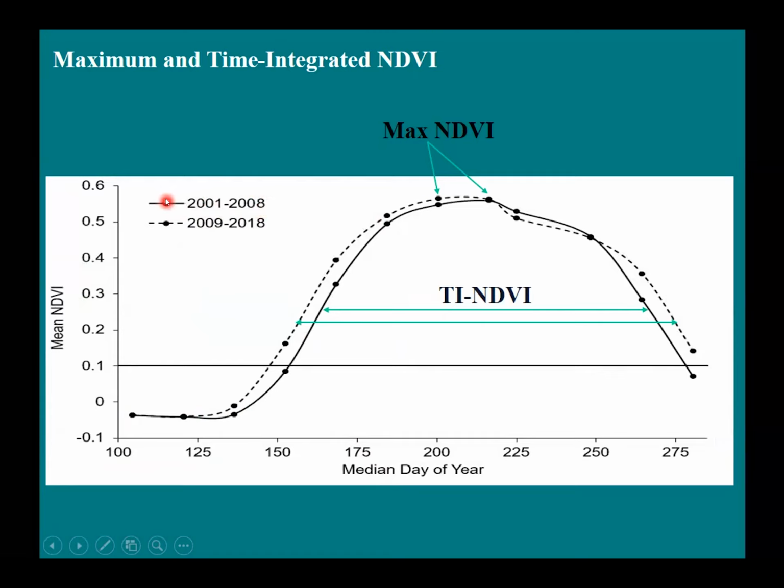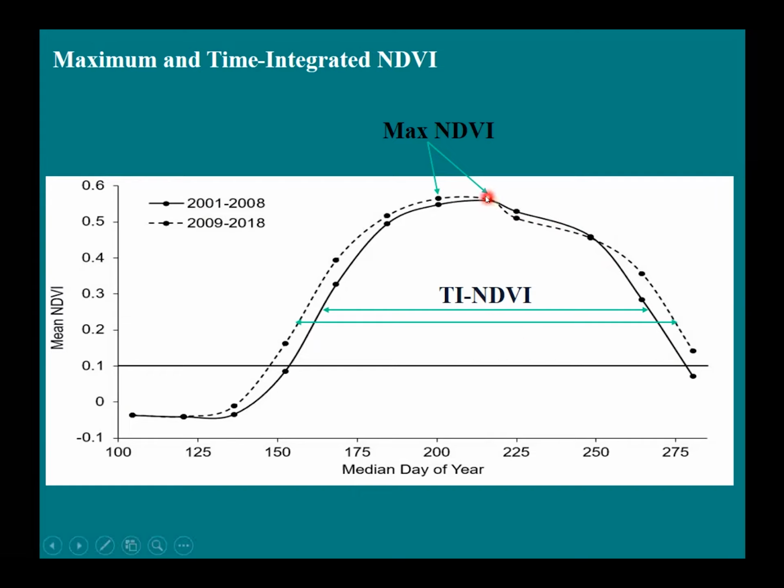And this is just looking at 2 time periods, 2001 to 2008 and 2009 to 2018, to see what happened between those 2 time periods. But if we look at the seasonal dynamics, before the growing season starts, the NDVI is close to 0 or less than 0. Once the growing season starts, the NDVI kicks in. It reaches a peak at some point in the growing season, and then as the vegetation starts to senesce, the NDVI decreases.